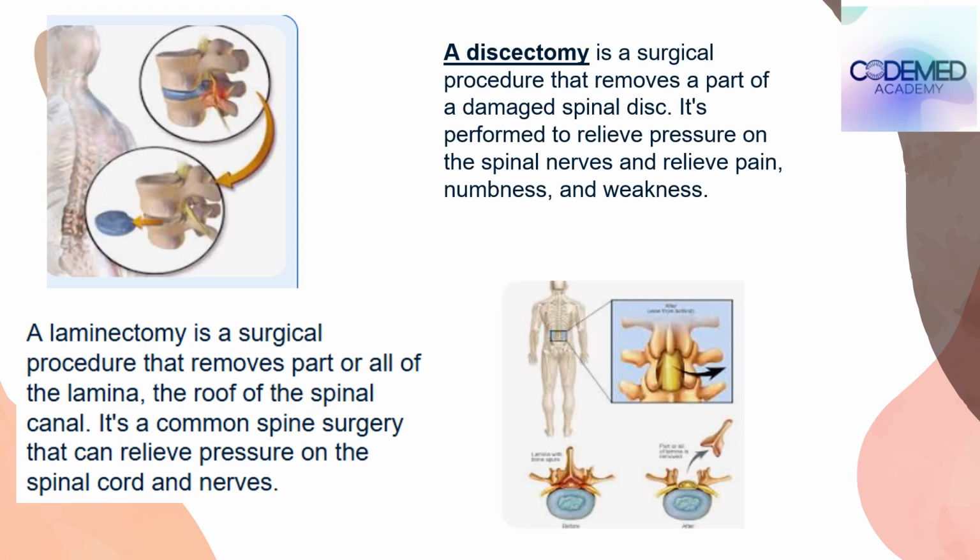The next important medical term is the discectomy. Discectomy is a surgical procedure that removes part of a damaged spinal disc, and if you can see here, we have removed the disc, and that is called a discectomy. And laminectomy is a surgical procedure that removes a part or all of the lamina. So suppose this is a vertebral bone, and you will see this part is called the lamina, and when we remove that, it is called a laminectomy. All these surgeries are done to relieve the pressure on the spinal cord and the nerve.